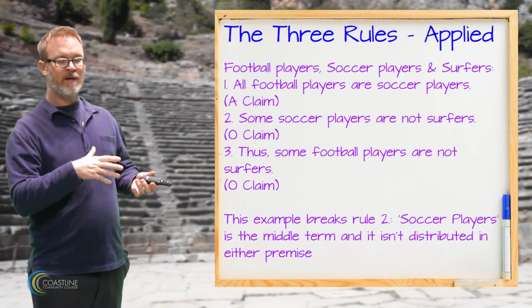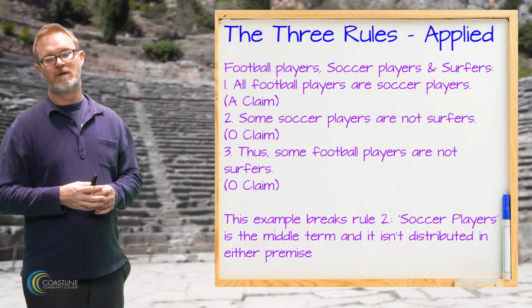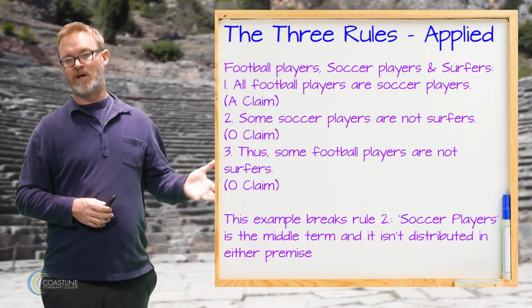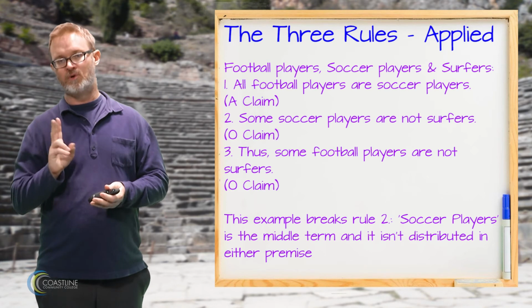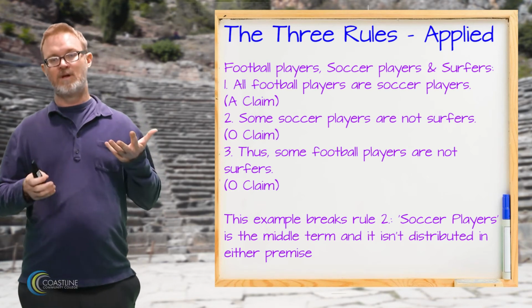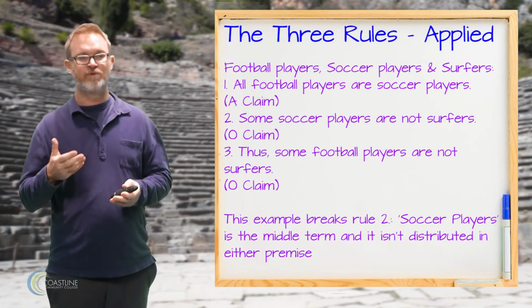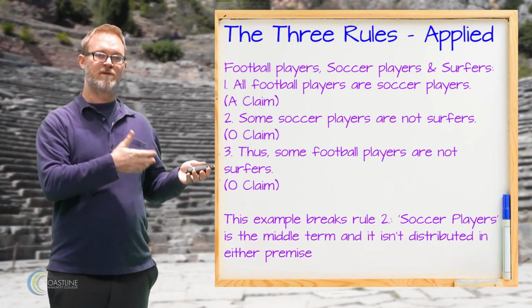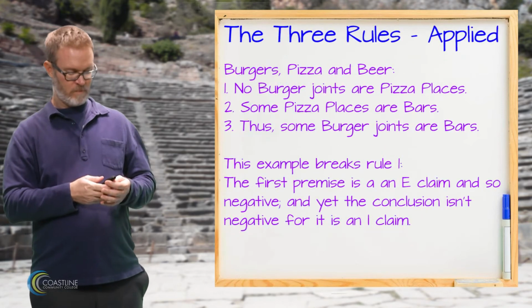So this argument actually passes rule 3, and it also passes rule 1, but it fails rule 2, right? Because the middle term, which is soccer players, is not distributed in either of the premises, and so therefore, because it breaks rule 2, the argument is invalid, right? Okay.